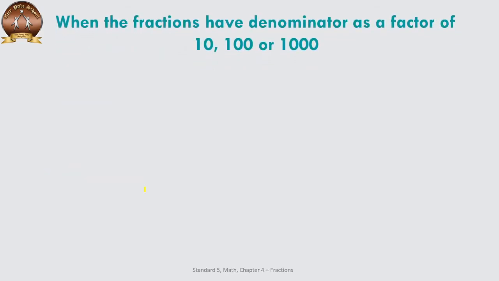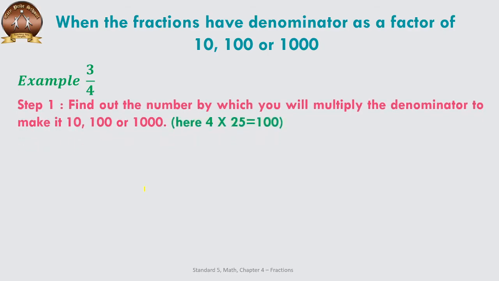Now, for the fractions when the denominators are not 10, 100 or 1000 but a factor of 10, 100 or 1000. What is a factor? A number that can divide 10, 100 or 1000 completely. Example taken here is 3 upon 4. Now 4 is not equal to 10, 100 or 1000, but yes, it can divide 100 completely.